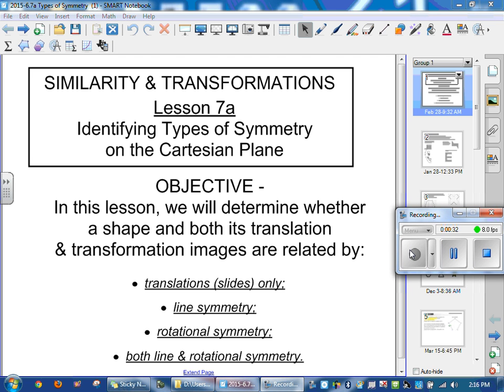Something is symmetrical means if you cut it in half, it's going to be identical on both sides. That's what symmetry is. So we're going to be talking about whether shapes have translations. Translations are talking about sliding images. So translations are slides. We talk about line symmetry, where we chop it in half if there's something reflected. And then we talk about rotational symmetry. And then we find out some objects have both. Some objects only have one of them, but some have both. So we're going to talk about that.